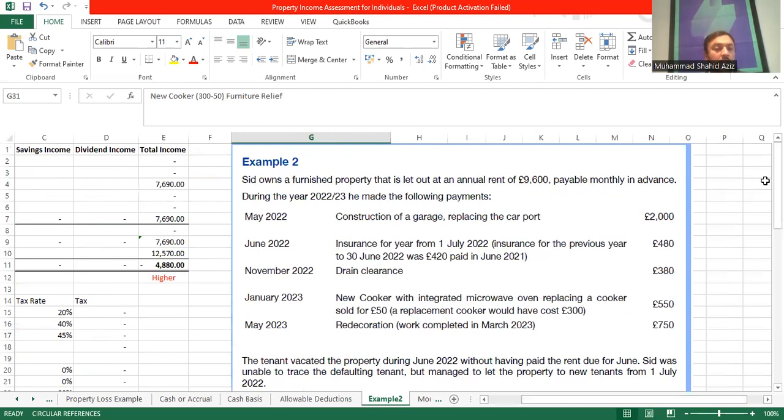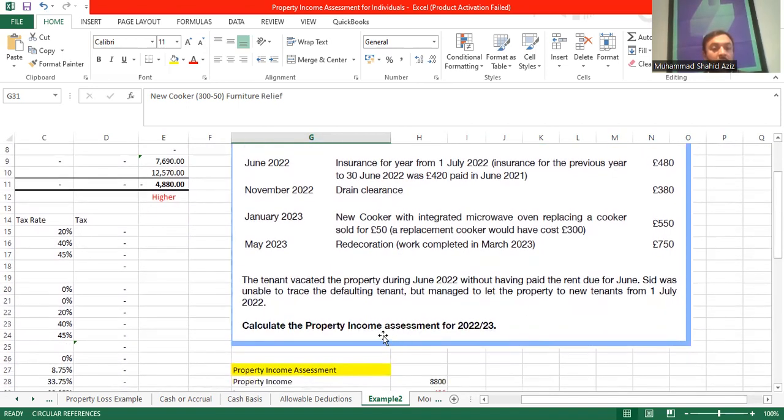Okay. SIT owns a furnished property that is let out at annual rent of 9,600 pounds, payable monthly in advance. So it is in advance. During this year, he made the following payments. So what we have to do is find out the property income assessment.